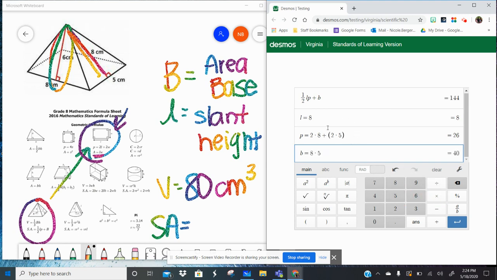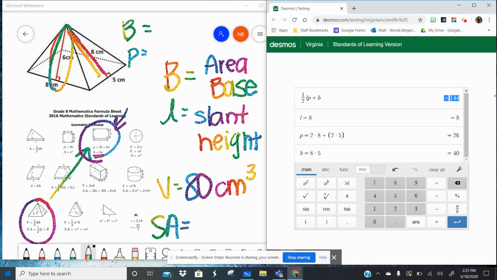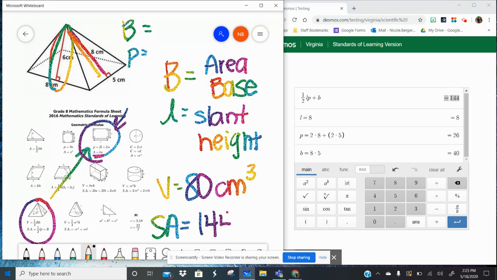So you can set this up where you can have the calculator solve it and you're just plugging in numbers, or you could calculate big B and then the perimeter by yourself and then just plug in those numbers. It's really more of a preference at that point. But we have all the things in here, so boom, 144. So the surface area is 144 centimeters squared, right?